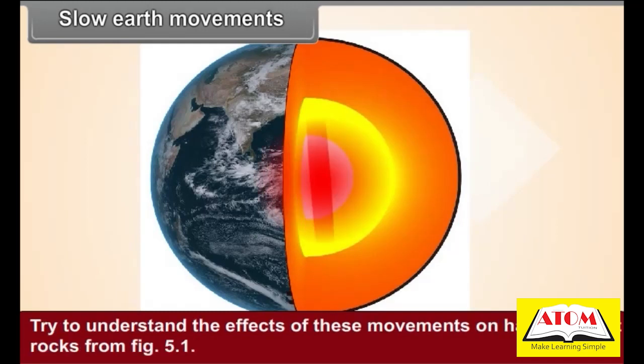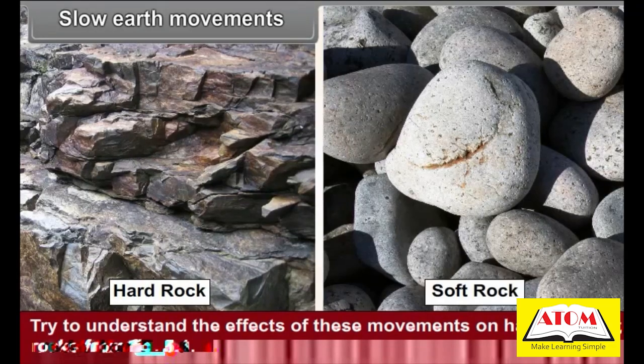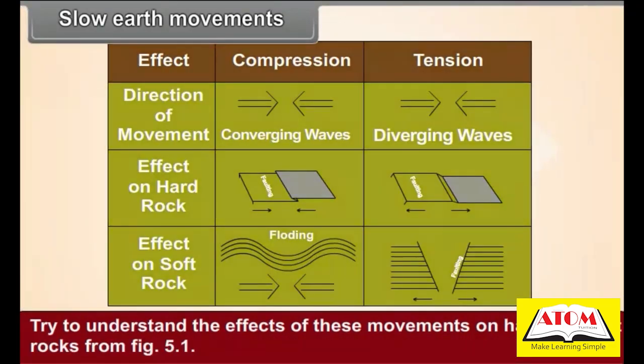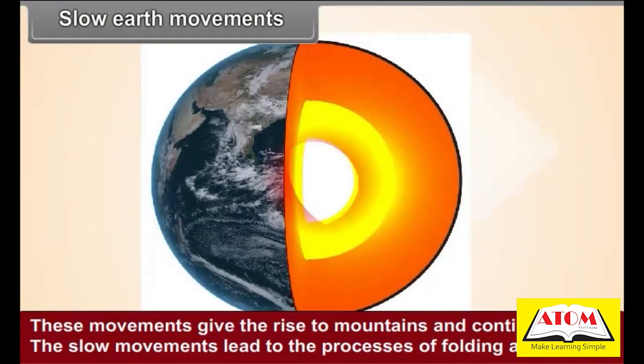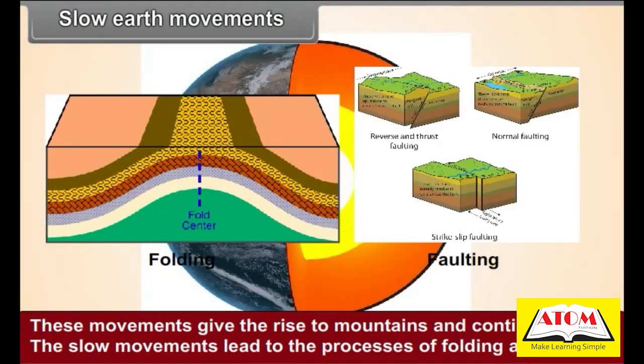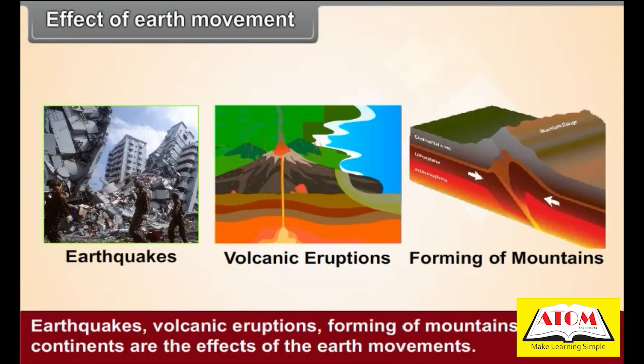Try to understand the effect of these movements on hard and soft rocks from figure 5.1. These movements give rise to mountains and continents. The slow movements lead to the processes of folding and faulting. Effects of Earth's movements: earthquakes, volcanic eruptions, and the forming of mountains and continents are the effects of Earth movements.